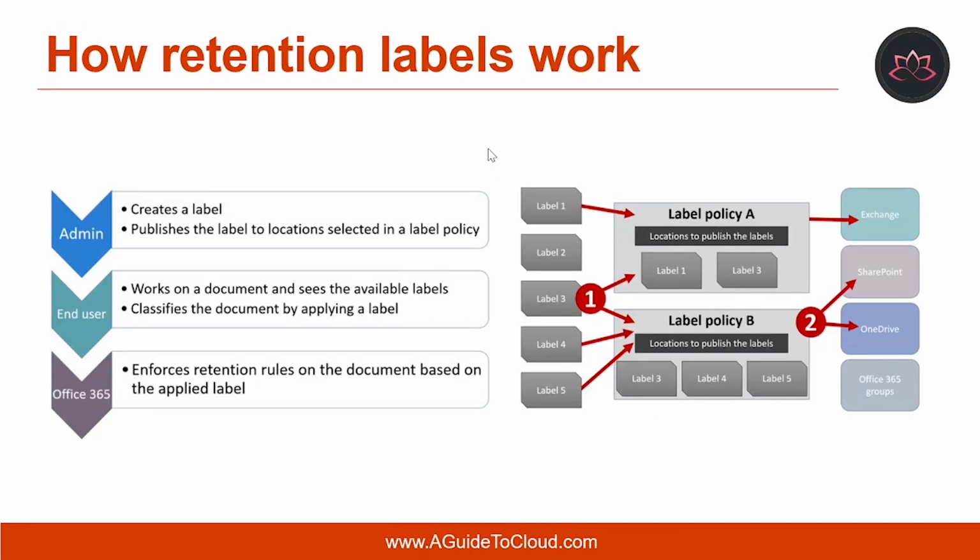So how do retention labels work with retention label policies? Making retention labels available to people in your organization so that they can classify content is a two-step process. First, you create the retention labels, and then you publish them to the locations you choose. When you publish the retention labels, a retention label policy gets created. And retention labels are independent, reusable building blocks that are included in one or more retention label policies.